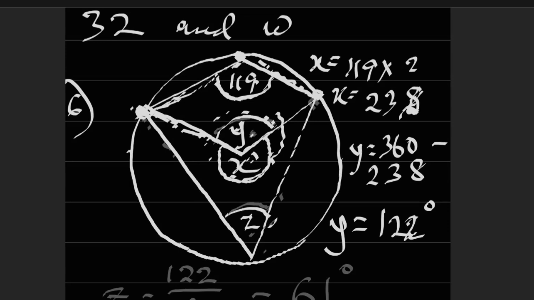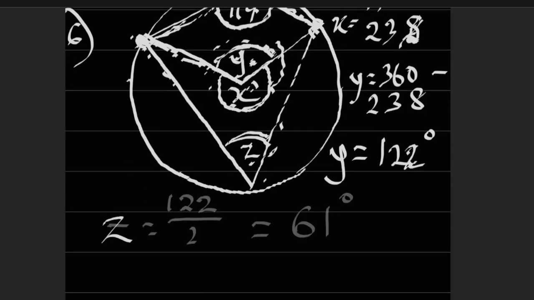Remaining this angle Z. This angle Z has a relationship with angle Y because they have the same takeoff and landing point with this angle Y, and they are facing the same direction. This one is facing up, this one is also facing up. So therefore angle Z is equal to this angle Y divided by 2. Because if you are moving from center to circumference, you divide by 2. That will be 122 divided by 2. That will give us 61 degrees.